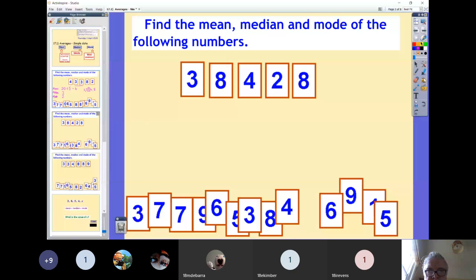8, 9, 10, 11, 12, 13, 14, 15, 16, 17, 25. So 25 divided by 5, the mean would have been 5. Okay, the middle one would be the 4. Even when you move those around, the middle one would be 4, so the median would be 4. And the mode would be 8, because the 8 is cropping up twice.